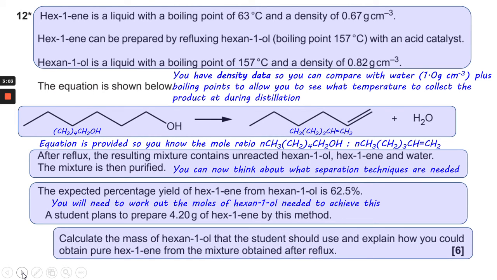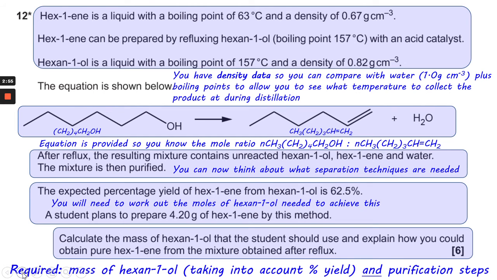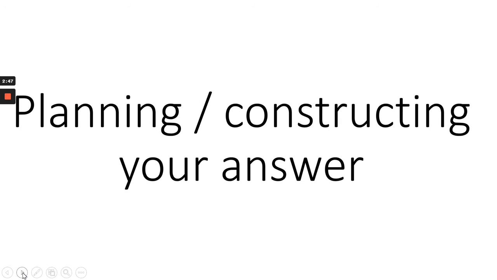So to calculate the mass of hexan-1-ol and explain how you could obtain pure hex-1-ene, you need to read that part of the question so you know exactly what this needs to do. So what's required of you is the mass of hexan-1-ol, taking into account the percentage yield they give you, and any purification steps that might be necessary. So let's now plan and construct our answer.